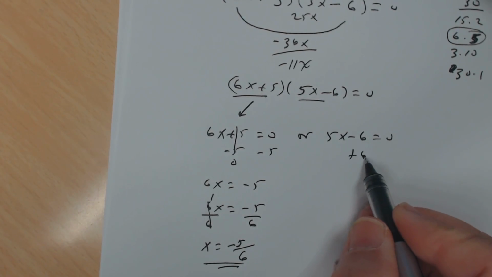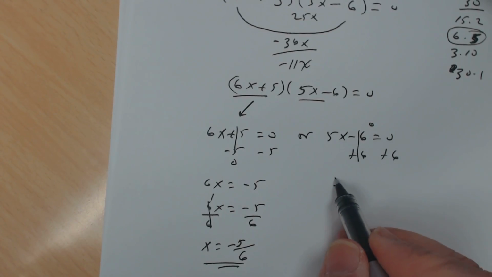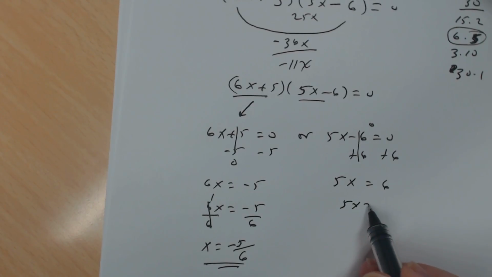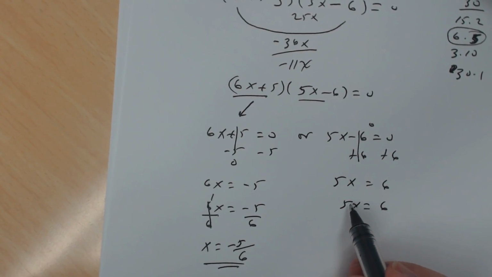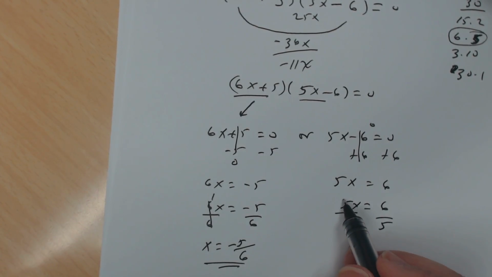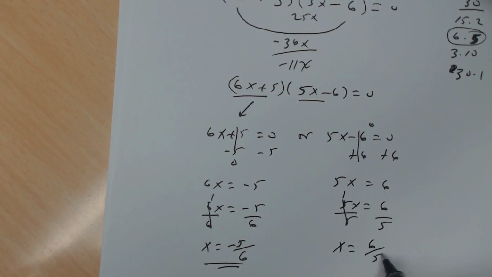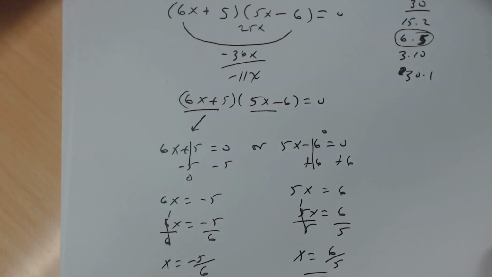Over here, I add 6 to both sides and combine like terms. Over here, I'm going to get 5x, and over here I'm going to get 6. Again, to get x by itself, since I'm multiplying by 5, the opposite is to divide by 5. So I divide by the coefficient. 5 divided by 5 is 1, 1 times x is x, and so I get 6 fifths. So there are your two solutions: negative 5 sixths and 6 fifths. All right. Let's look at this one.